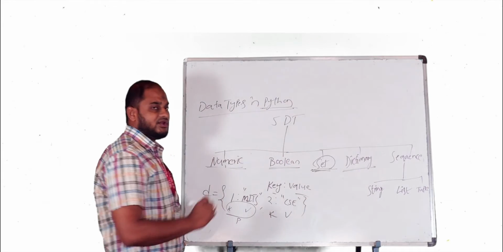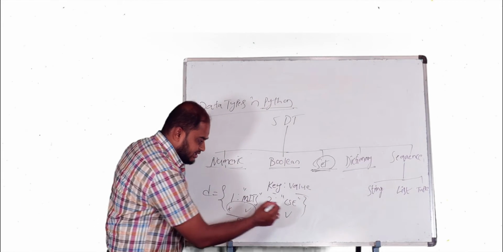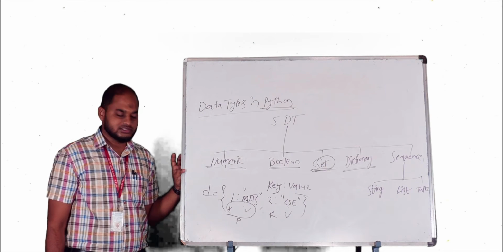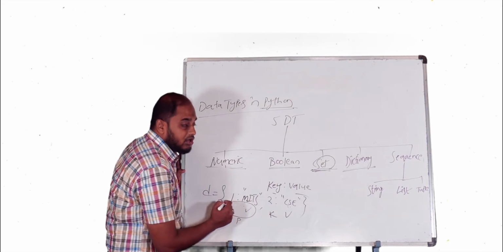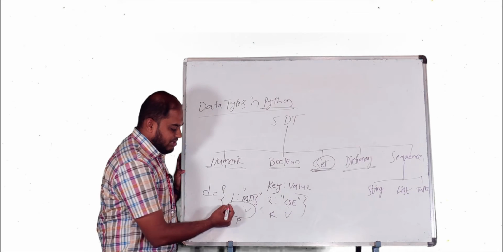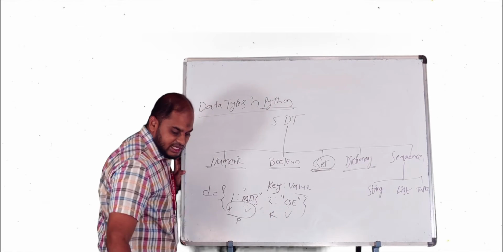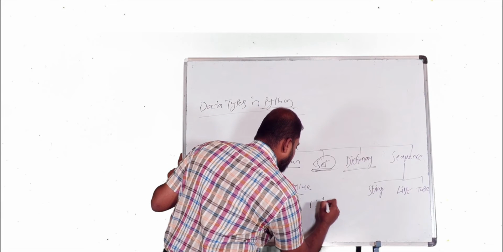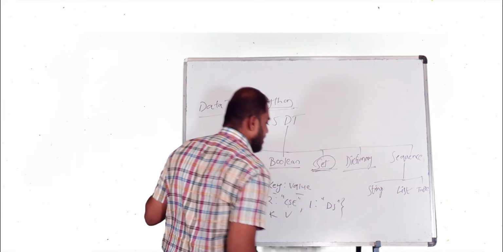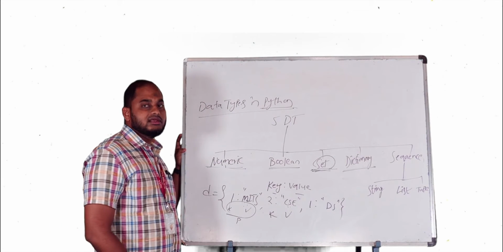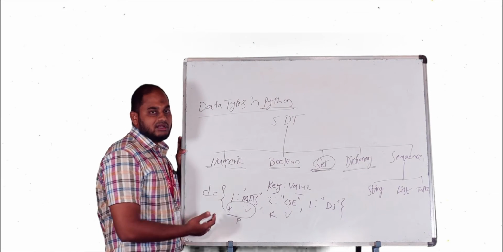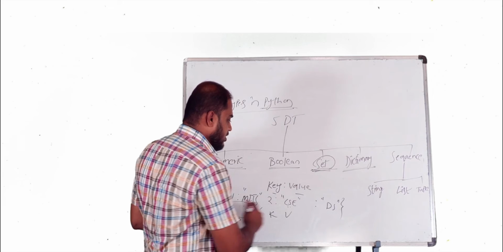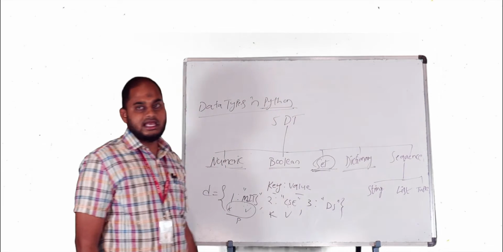So a very important thing you need to remember: the values can have duplicates, but the keys should not be duplicates. For example, if you have given 1 MITS, 2 CSE, and again you give 1 data science, the dictionary will be accepted, but it will only consider either 1 MITS or 1 DS. So what you need to do is change the key. No duplicates will be allowed. You need to give 3 as the key.